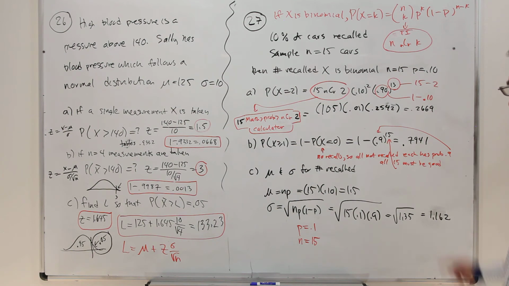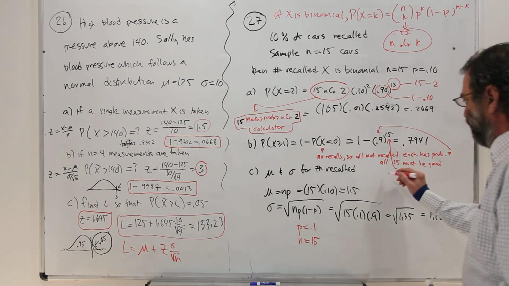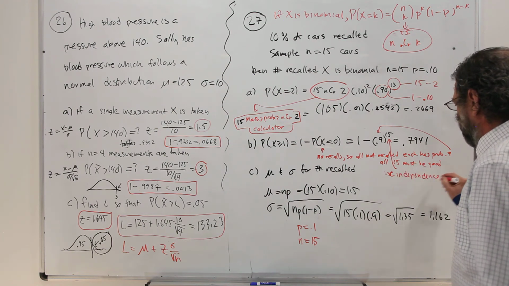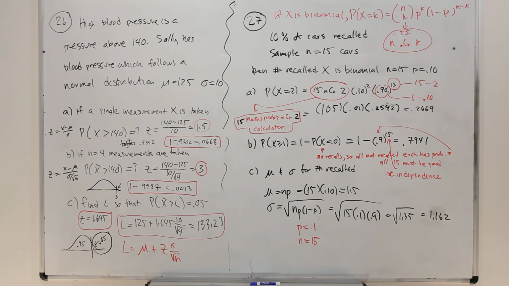All 15 have to be not recalled. Each has probability 0.9. All 15 must be good. And we're going to use the rule for independence here, because when sampling from a population, what you get on one sample doesn't impact what happens on the next sample. So this is an independent situation. So the chance is 0.9 for each, and there's 15 of them that all have to be the same way. So we do 0.9 to the 15th for the chance they're all good cars with no recalls. So we do 1 minus 0.9 to the 15th, and the chance there's at least 1 recall is 1 minus the chance there's no recalls, which is 0.7941.